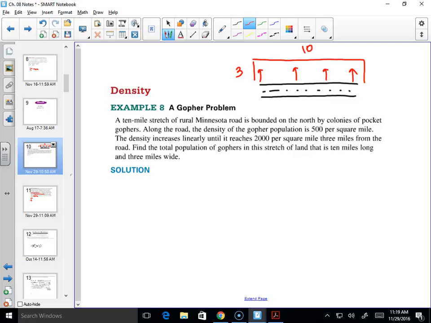So from 0 to 3, it would be 2,000x. From 0 to 3? But doesn't it start at 500 and then it increases to 2,000? Now, linearly means constantly, right? Yeah. It has to increase at a constant rate. So what rate would get us from 500 to 2,000 in 3 miles? Well, 2,000 equals kx plus 500. But isn't it linear? It is linear. Can't we just do rise over run? Or is that too simple?